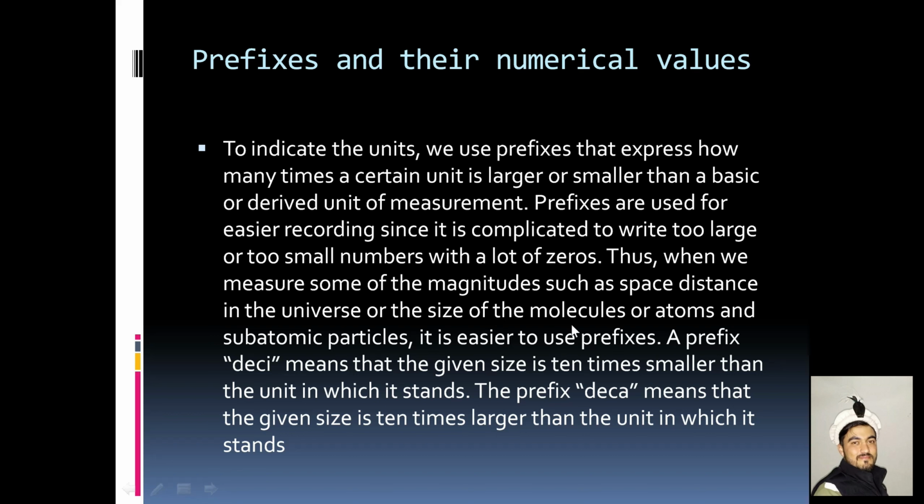As an example of prefixes, you have read in your book that the prefix deci means that the given size is 10 times smaller than the unit in which it stands. We have the prefix deca, which means that the given size is 10 times larger than the unit in which it stands. So from this slide we got two things: every prefix has its own numerical value, and it is used for easier recording since we are dealing with very large or very small numbers having a lot of zeros.